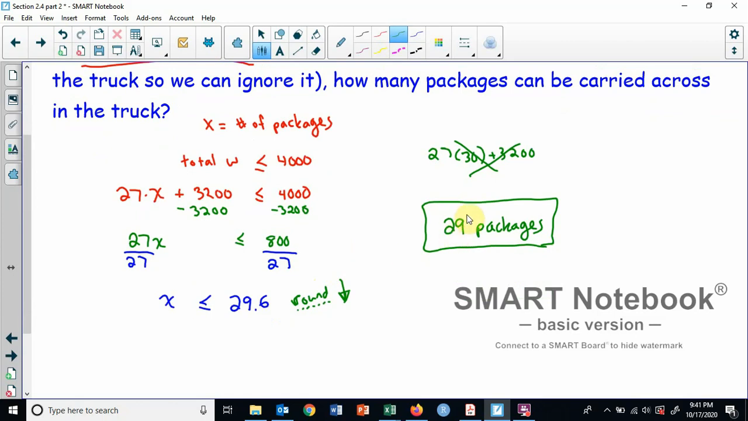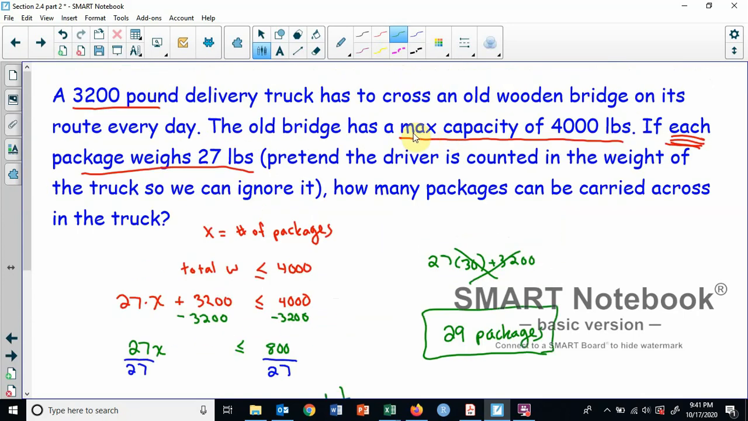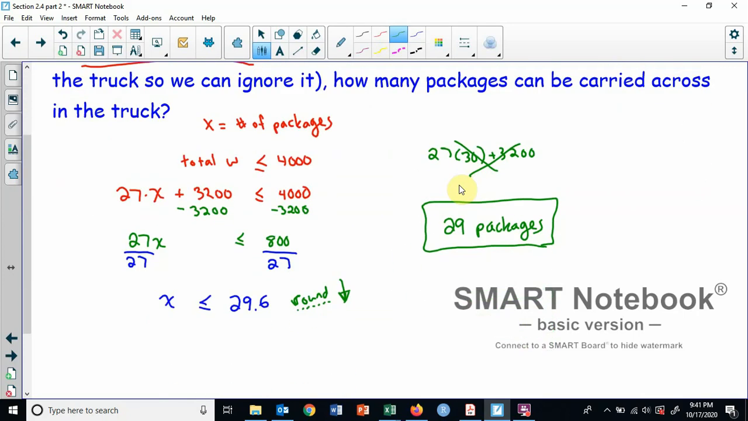So 29 packages, okay? I hope it makes sense why we need to round down, because if we were to round up, even though when we round, we typically look and say, oh, that's above a 5, it would go up. We want to be extremely careful here, okay? Because it's an inequality. We cannot go over 4,000 pounds, and if we round up, we would be going over 4,000 pounds. All right?